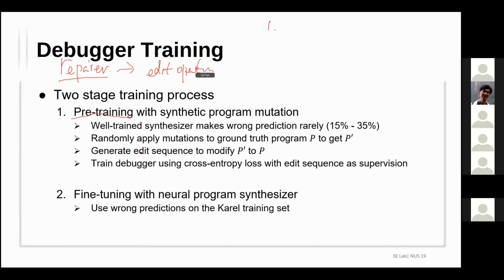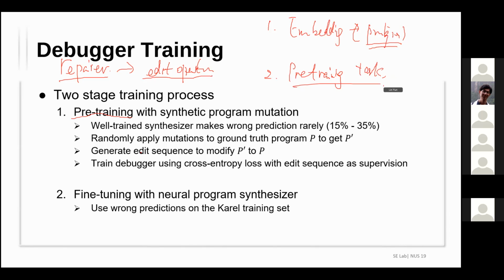And if we want to generate edit operations, basically we still need an embedding of the program, right? Correct. So we still talk about the embedding or representation of the program. Okay, so the next one: what is the pre-training task?